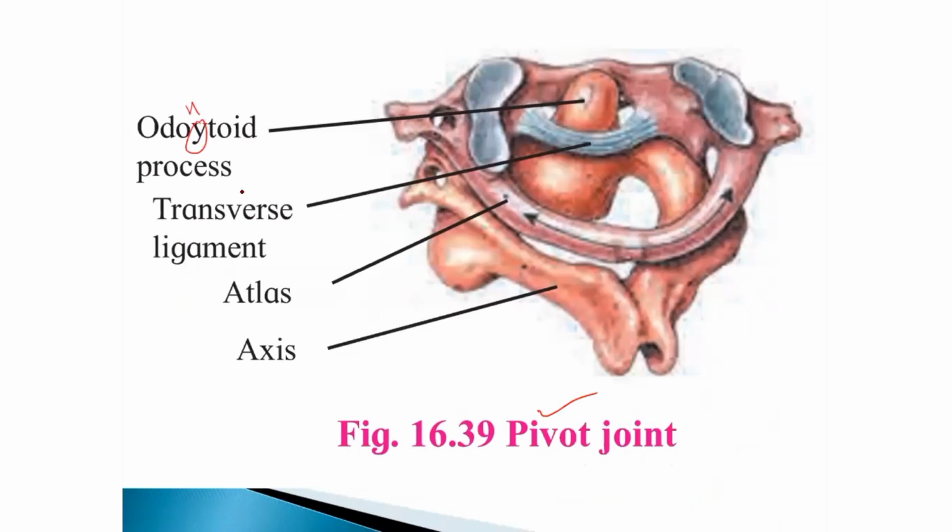It is odontoid process, then transverse ligament, atlas, and the axis. This is the example for pivot joint. We have the next important one, muscular movement.